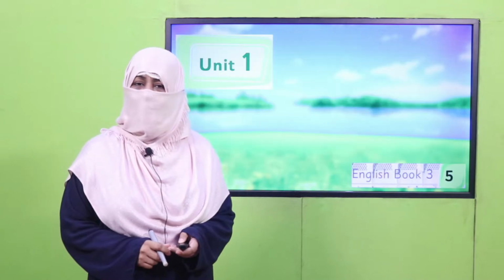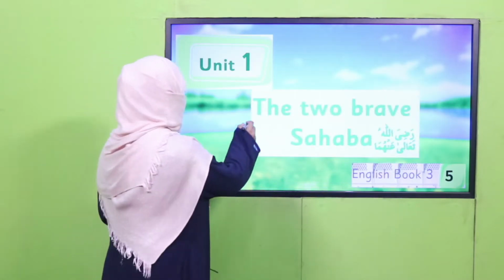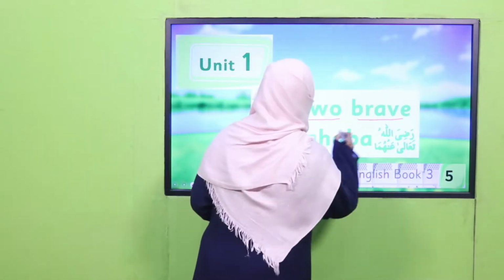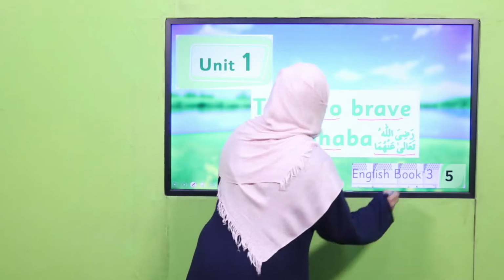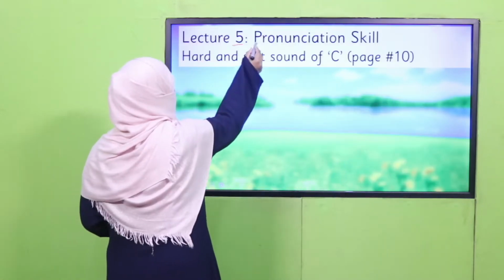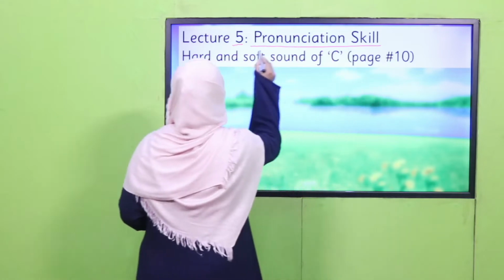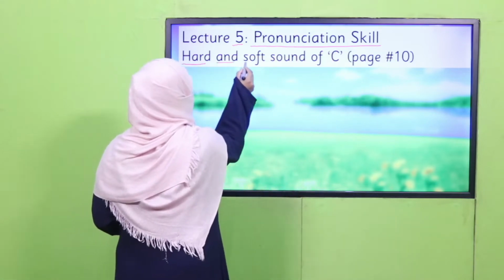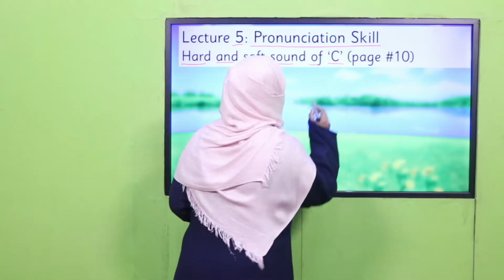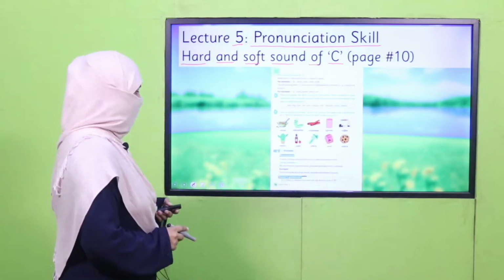We are learning Unit 1. Its title is The Two Brave Sahaba Raziyallahu Ta'ala Anhuma. Today is lecture 5 under the title of Pronunciation Skills. We will learn about hard and soft sound of letter C, and we'll cover page number 10 of your book.